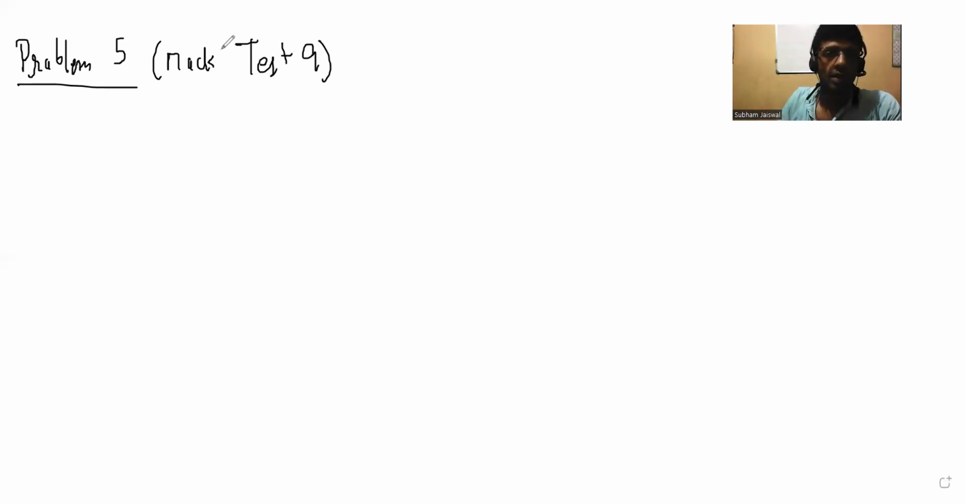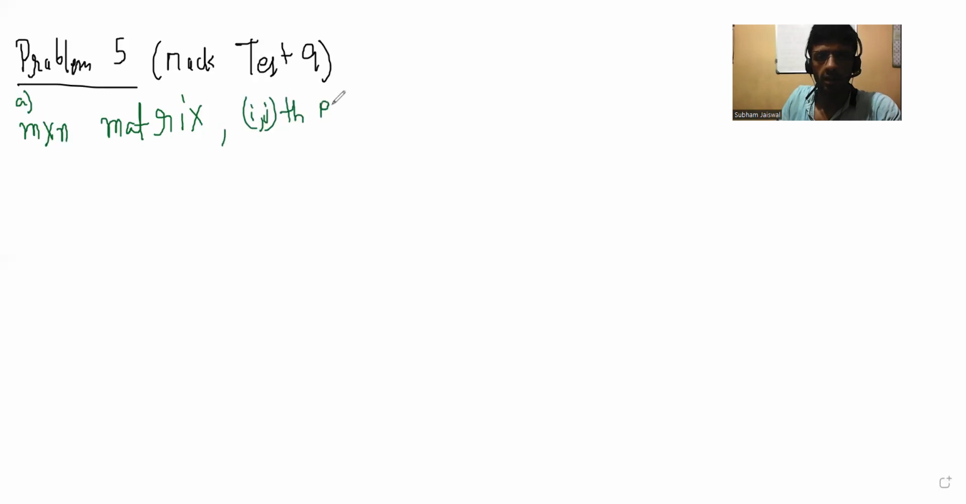It starts with an m by n matrix. Let's see what the entries are. The ijth entry contains the vector x to the power i comma x to the power j. So this is part A, and this is the ijth entry. As I write and I say, you can think, because the way I say it also matters.